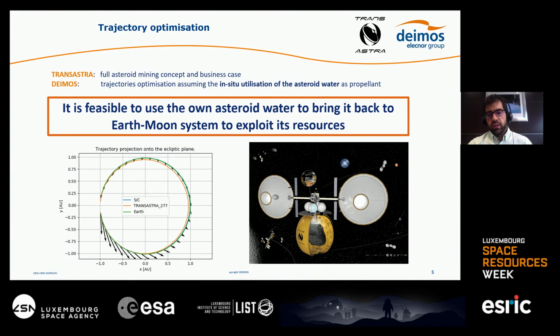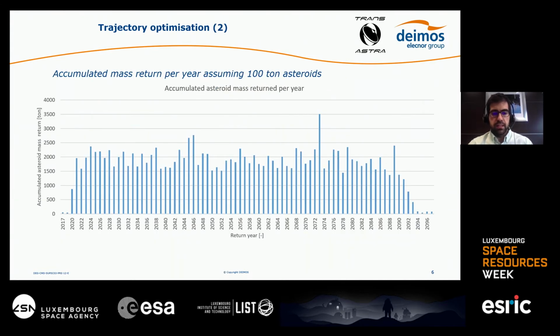The point here is, okay, we can go to the asteroid, we can use its resources to bring it back to Earth, but how much of the asteroid is left when we come back to Earth? Because at the end of the day, we want to come back with something in order to exploit it. This is the analysis we've been doing, assuming 100-ton asteroids, so asteroids of around 5-10 meters diameter. We can assume that the return mass per year could be in the order of 2,000 tons.